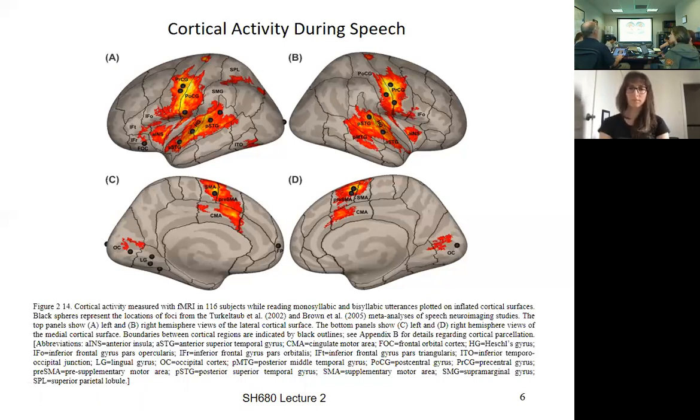Unknown still, because nobody's successful. The problem with infants in MRI, so PET, that's completely out because of radioactive tracers.